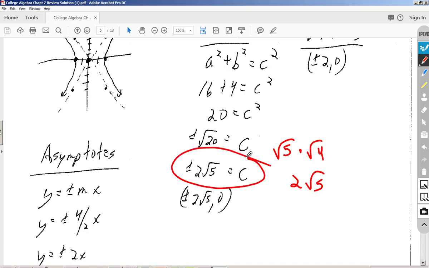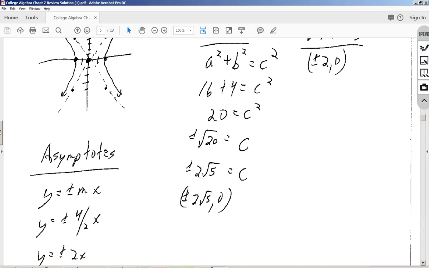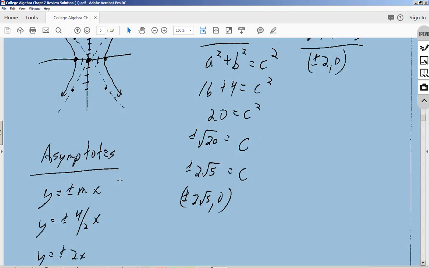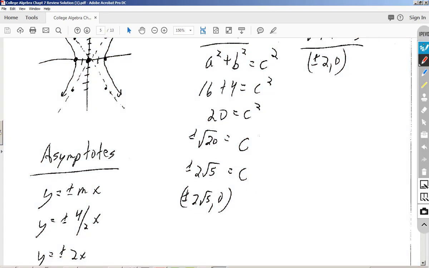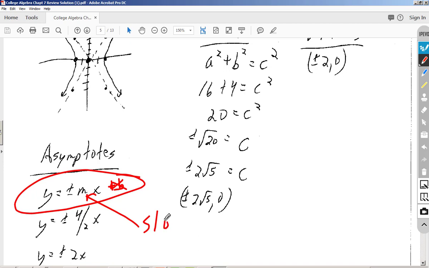Now since x came first, we write that as an ordered pair of plus or minus 2 square root of 5, and 0. Now the equation of your asymptotes is y equals plus or minus m times x. So here's my formula. And remember, you don't have to worry about the plus b because that is just 0, since it goes through the origin. So now we just need to see how far. Remember, the m is our slope, so we just need to put rise over run.